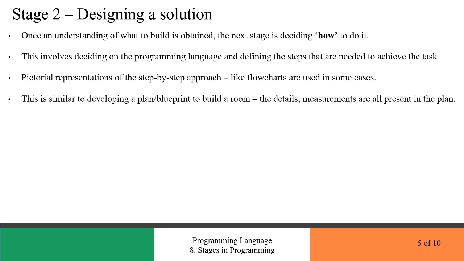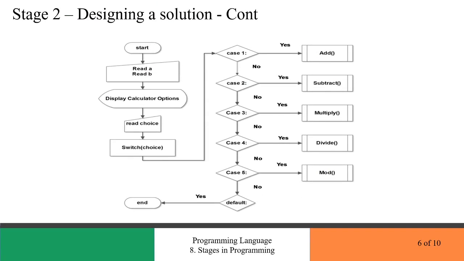Let us have a look at a flowchart. For designing a calculator, the first step is to read the inputs, namely the operands on which the operation is to be performed. This is followed by a listing of the possible operations. The choice of the user is obtained. Based on the user's choice, one of the many actions is performed, namely addition, subtraction, multiplication, division, or a modulo. Finally, the result of the operation is displayed to the user.